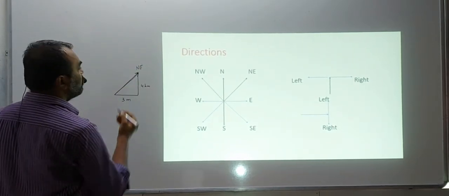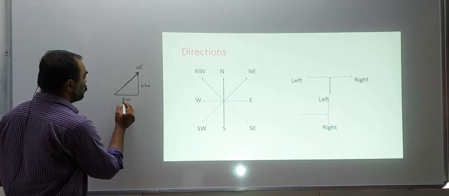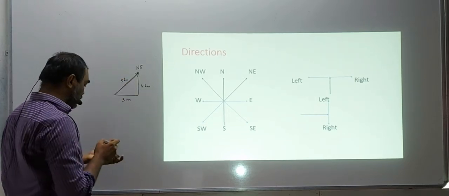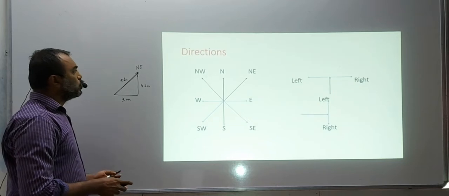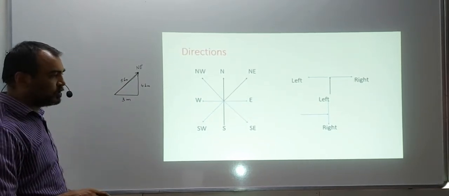And what is the distance from the original position? The displacement, not the distance. The displacement is Pythagoras theorem, 3 squared plus 4 squared, so 5 kilometers. Right? So this is what we are going to do today. Do questions regarding the directions. So directions you will need two things.